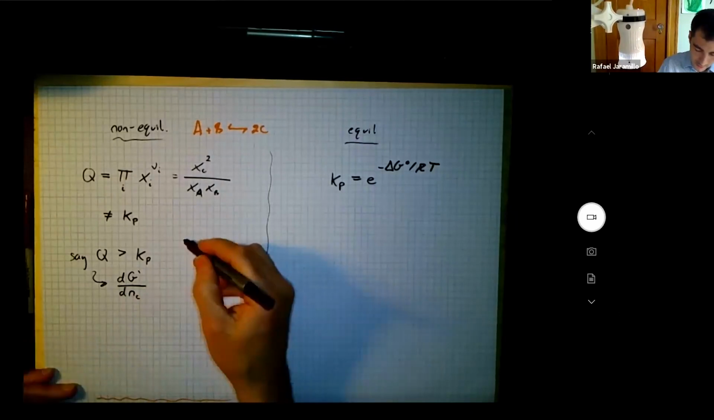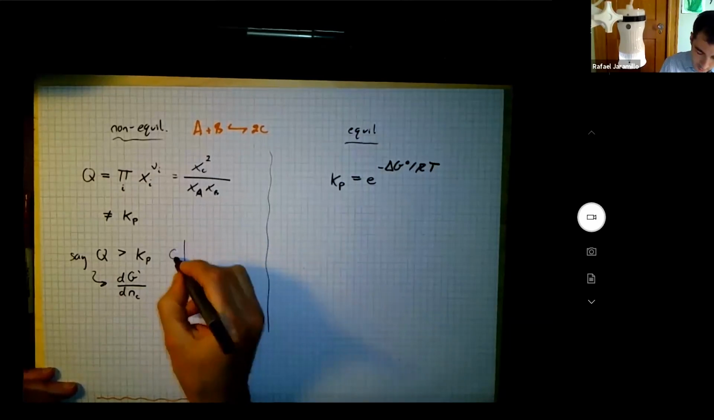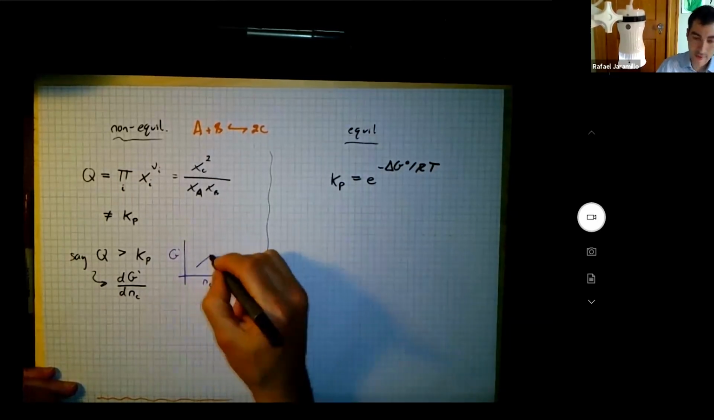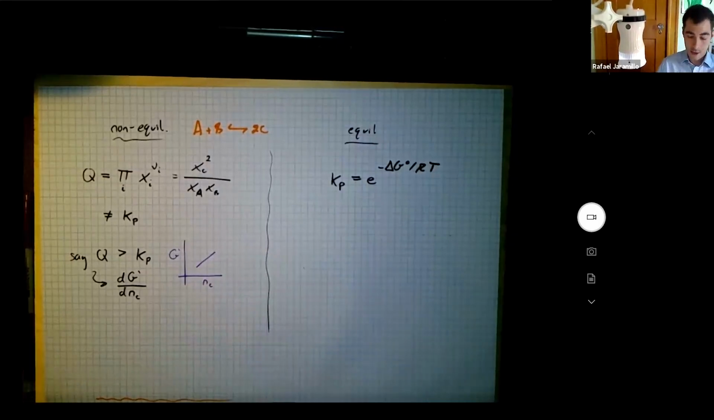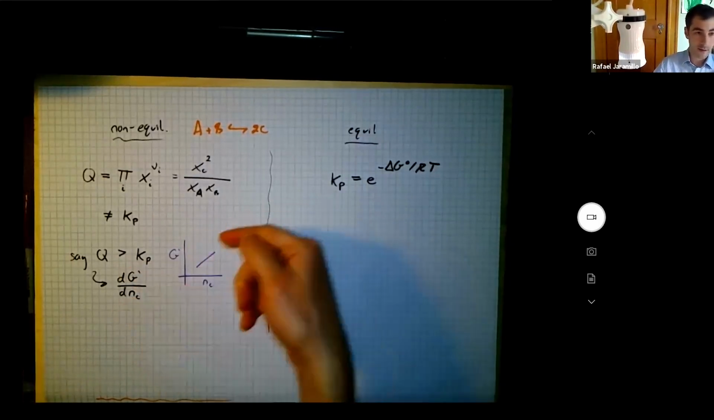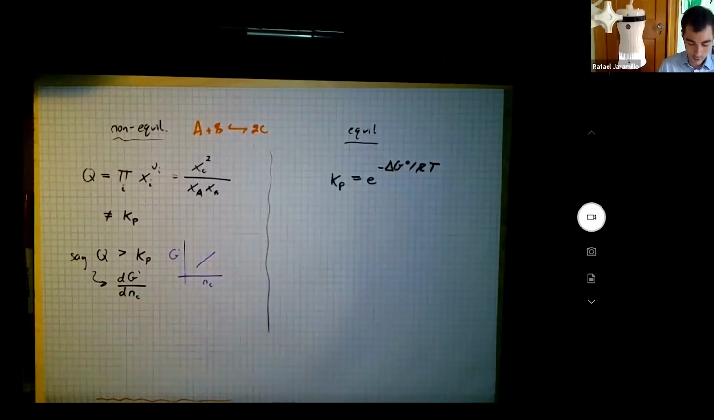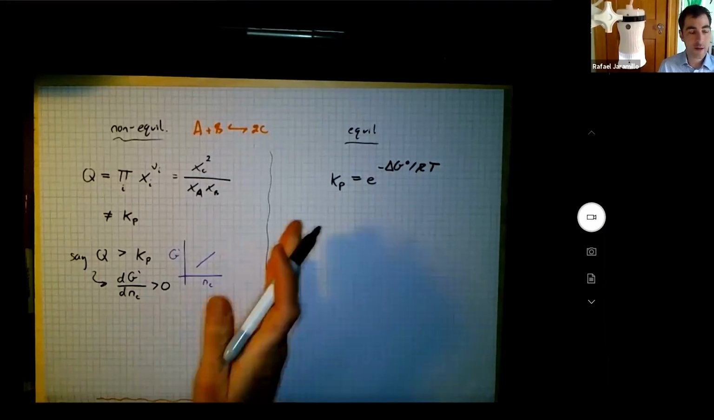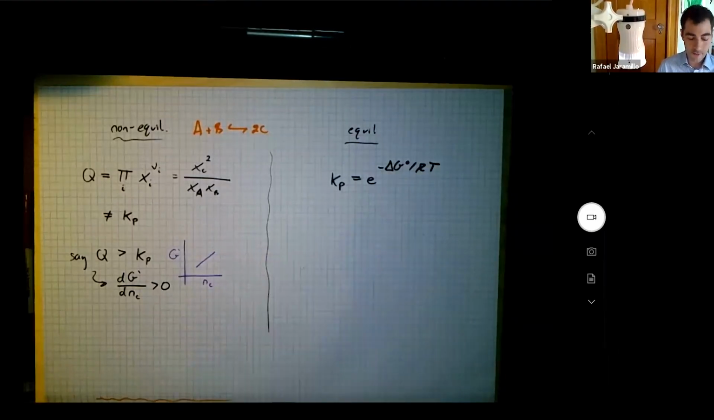We have a situation where Gibbs free energy versus n of C, you want to run to the left to decrease Gibbs. So you have a curve like that, right? You run to the left to decrease Gibbs. The math will all work out. I know I'm being qualitative here. dG dn of C is greater than 0, positive slope. And so it's telling you the reaction will run to the left.